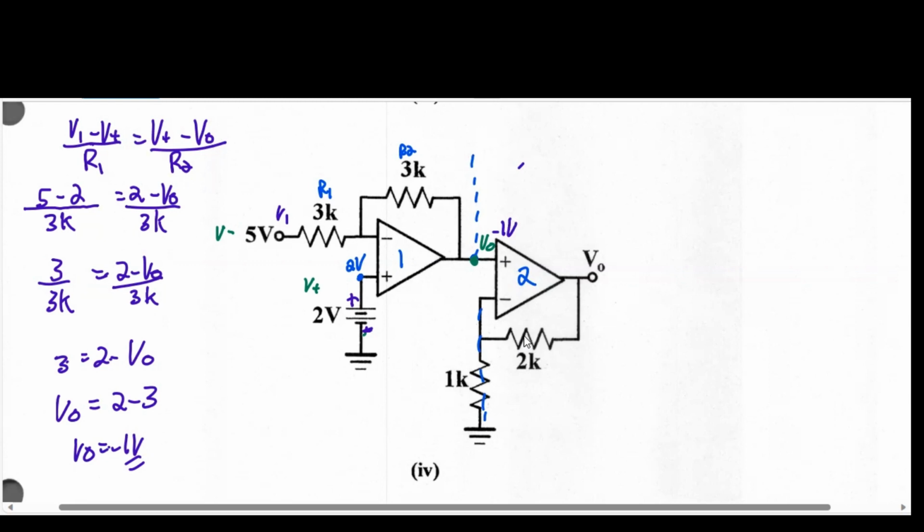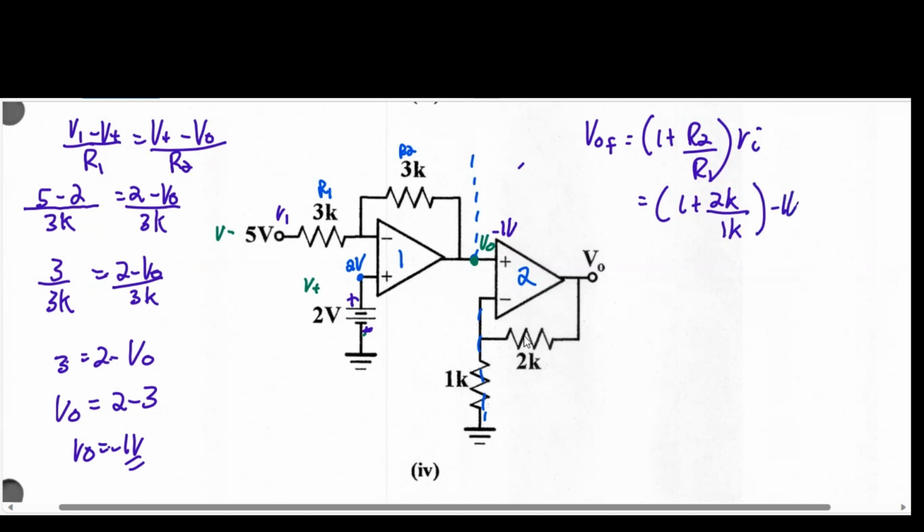Now we're on number 2. Number 2 is a non-inverting amplifier. So let's go again. VO final will equal 1 plus R2 on R1 times VI. So this will be 1 plus 2K on 1K times minus 1. That is 1 plus 2, which is 3, times minus 1, which is minus 3 volts. So V out here will be minus 3 volts.